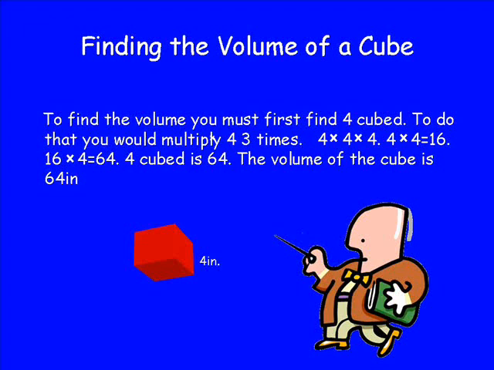4 times 4 equals 16. 16 times 4 equals 64. So 4 cubed is 64. The volume of a cube is 64 inches cubed.